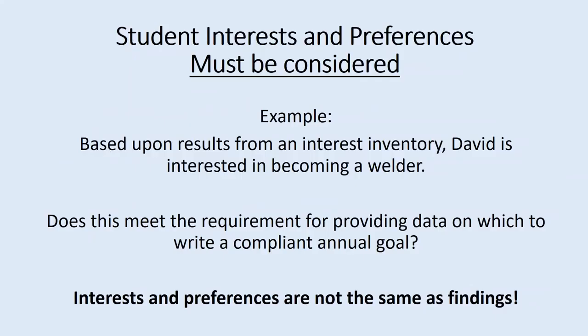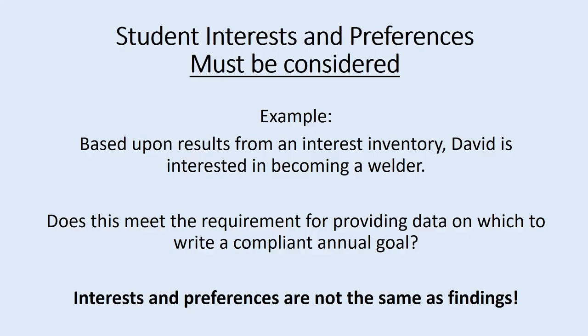Interest inventories are fine. The example we have here, that David's interested in becoming a welder, that is good information. We need to know that in order to help him make his post-secondary goals appropriate for what his interests are. But interest inventories do not equal findings. Interest and preferences are not the same things. Findings are skills related, and they are assessments of whether or not the student already has mastered the skill. Because the emphasis is, of course, as with the rest of the IEP, to teach students the skills they don't know and to capitalize on the skills they already have.